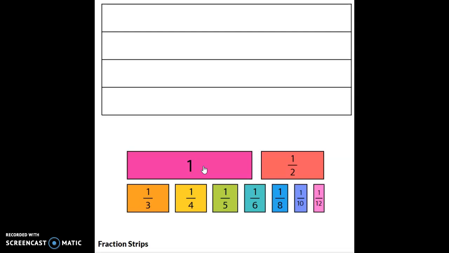So for our fraction problem, it was Lydia has 1 yard of material. It will take half a yard to cover the seat. How much would she have left? Okay, so we know this is 1. So we're going to use this as 1 yard. And then this is a half.